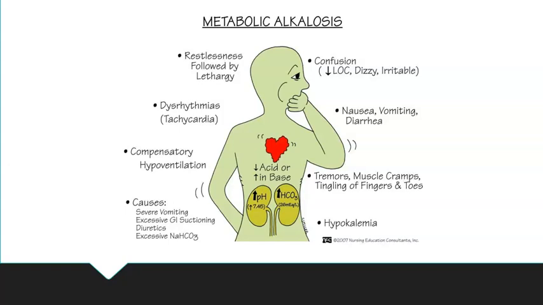Their level of consciousness will decrease. They might complain of dizziness and have some irritability. The nausea, vomiting, and diarrhea will be symptoms of this and what will make the imbalance worse. They will have a decrease in acid or an increase in the base. So you'll see the pH level above 7.45, and the bicarb level above 26. The compensatory mechanism will be the respiratory system kicking into a hypoventilation state, so we want to retain the CO2 to correct this.